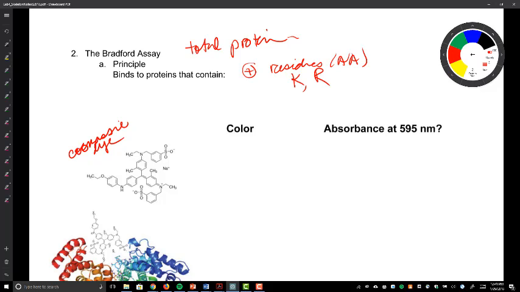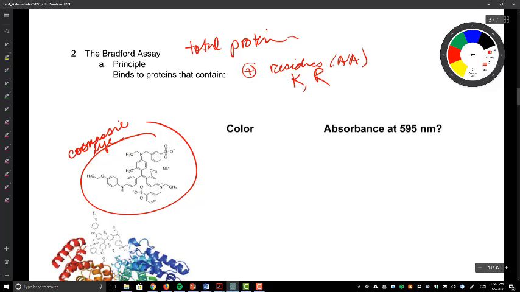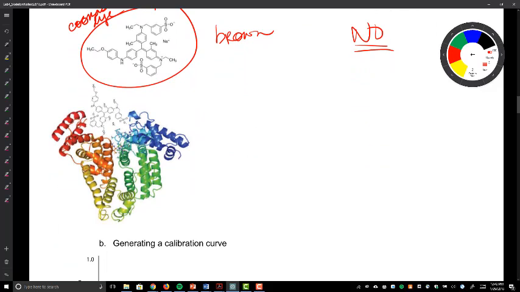So the Bradford assay binds in theory equally to all proteins, or rather this Coomassie dye that's in the Bradford reagent does. When this dye is on its own in solution, you're going to notice that it has a brown color. And when you put it in the spectrometer and look for an absorbance at 595 nanometers, there will be no absorbance. It would look completely blank, or be pretty close to the background. By the way, this picture down here is not to scale.